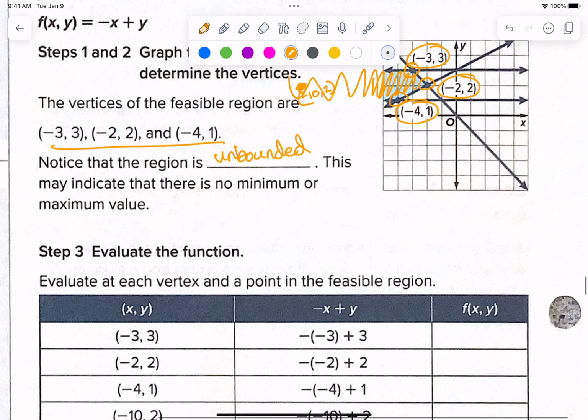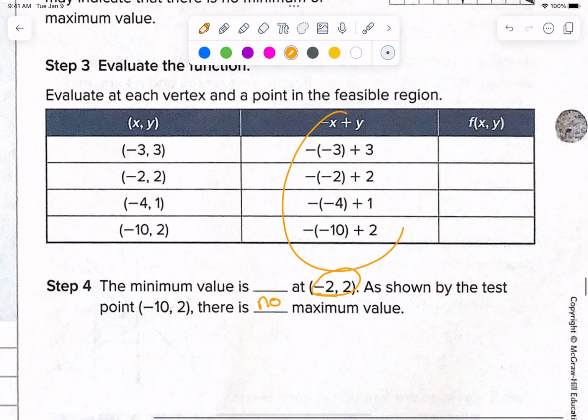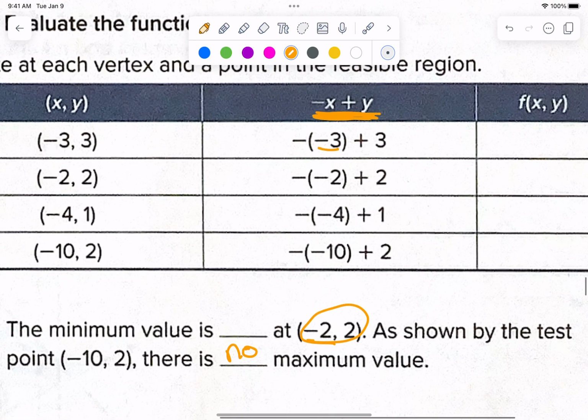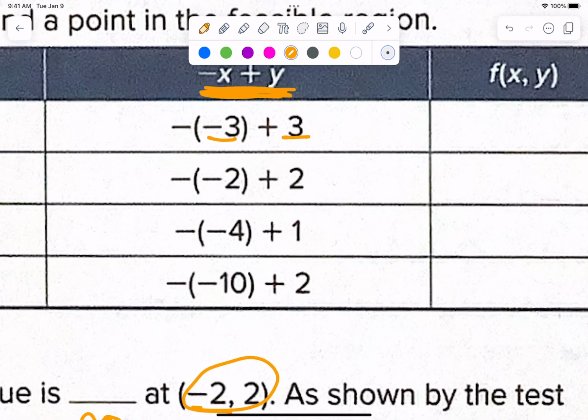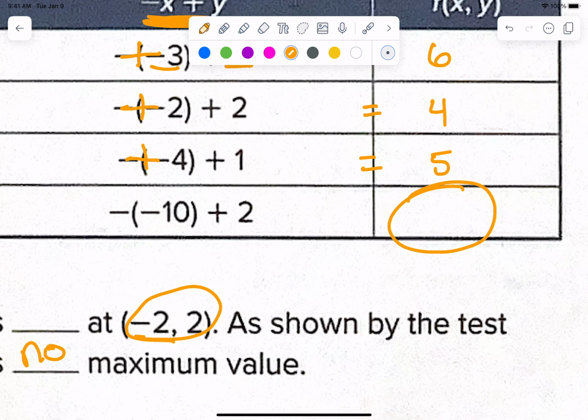So if we pick those 4 points and plug them into the equation, -x plus y, I'm plugging x in and y in, and we get an answer. What is -3 plus 3? Hold on just a second. This is plus, so this is 6. Okay, hold on, we'll get to that, Trevin. This is +2 plus 2, which is 4. This is +4 plus 1, which is 5. And I'm going to put a box around this one because this is our made up point, which is 12.